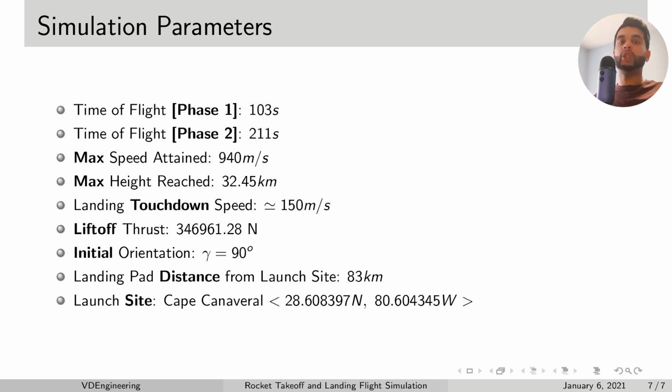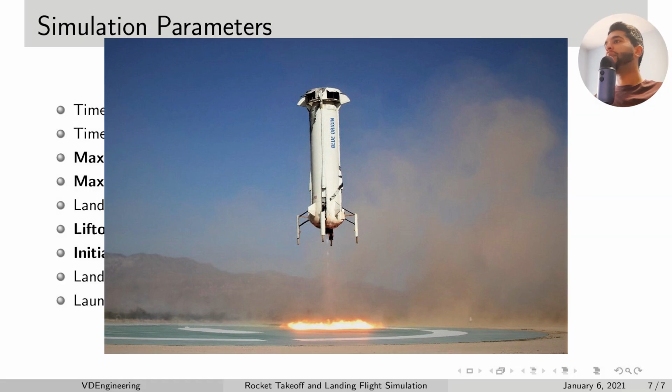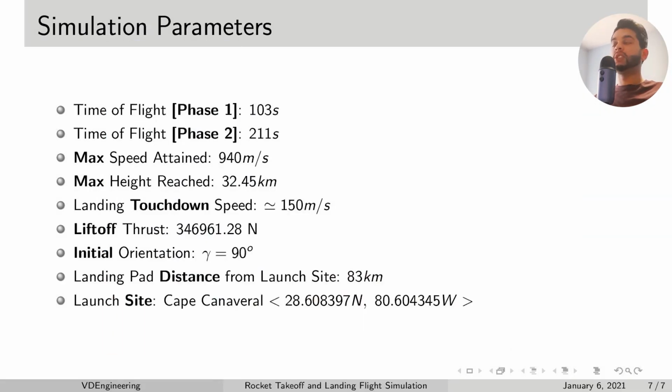Now that is a high value, but keep in mind that you have to slow it down from this value, right? So I tried my best to slow it down as much as possible. If I slow it down any more, it took a long time to land, but obviously you can't land too fast, right? Because then it'll crash on impact.